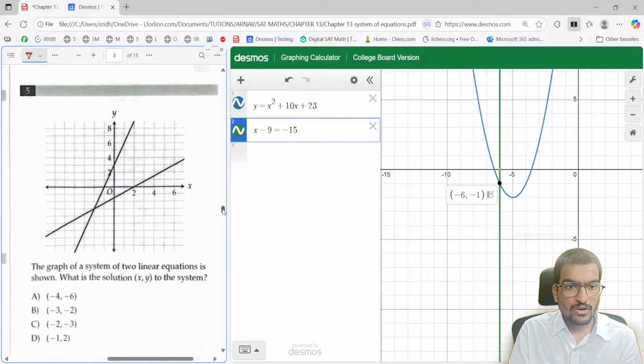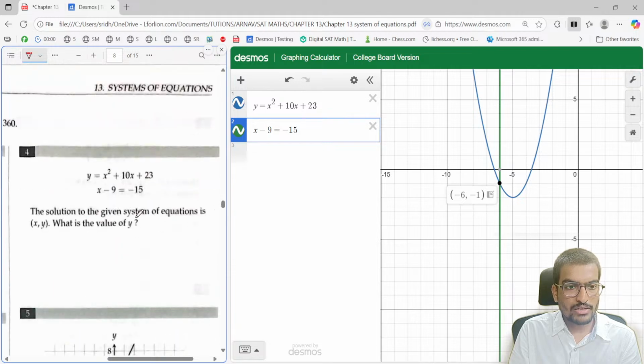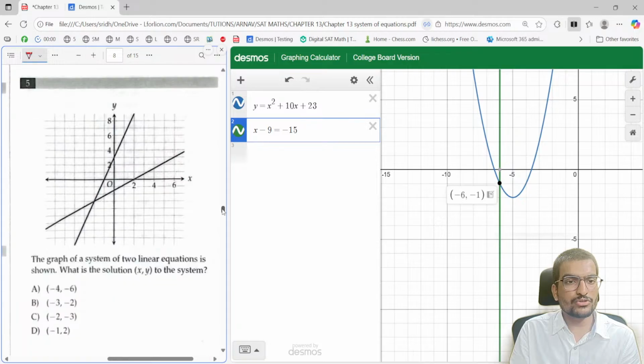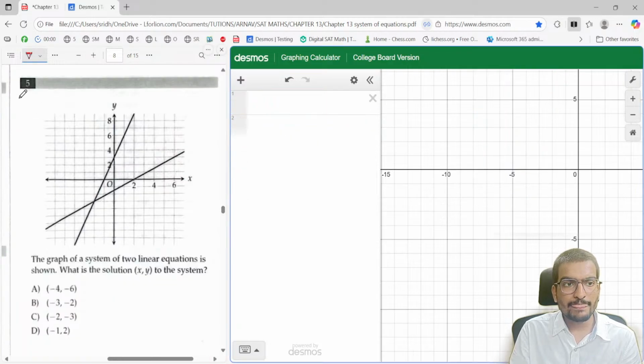So you can watch and you can do. Okay, now what we got, the value of y is -1. And don't solve it using the elimination method as of now, because it's not required. You're not going to use that method in the exam as well. That takes time.